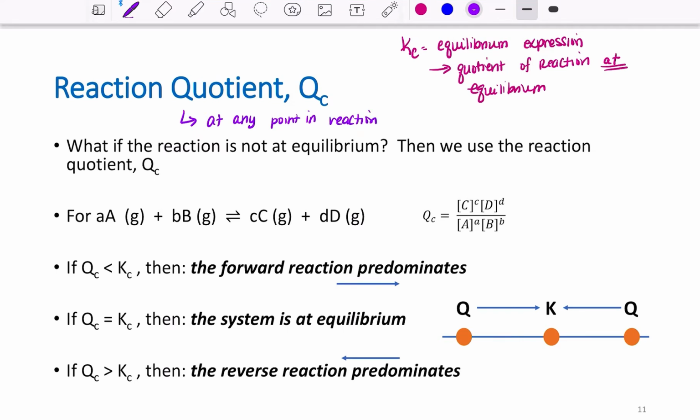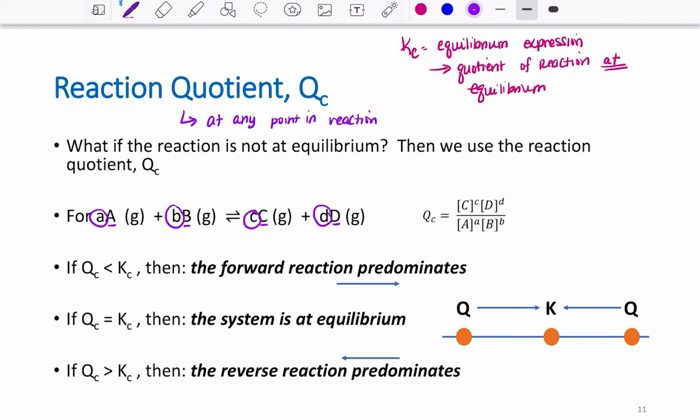So what if the reaction is not at equilibrium? Then we use the reaction quotient QC instead. Again, it's calculated the exact same way, that products over reactants. We see we've got C raised to the power of c times D raised to the power of d divided by A raised to the power of a times B raised to the power of b. So calculated the exact same way. The only difference is Kc is your equilibrium expression. It is the reaction quotient at equilibrium specifically, whereas QC is your reaction quotient at any point in the reaction.